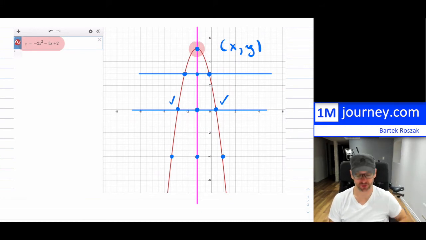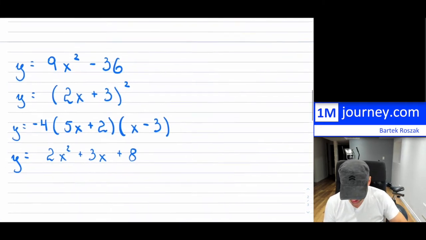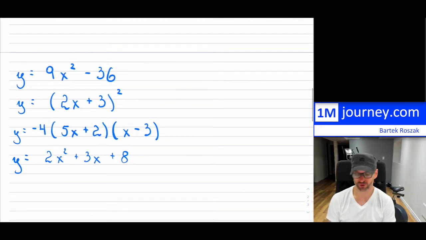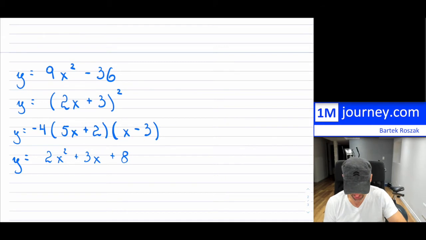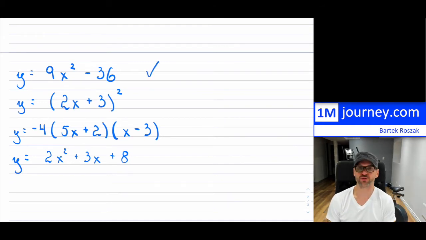Let's take a look at a few examples. Here are 4 examples that I have for you. Now, the first example, you notice, is a difference of squares.